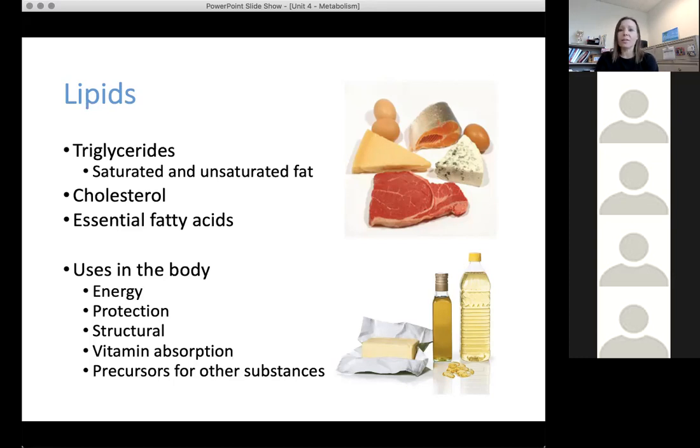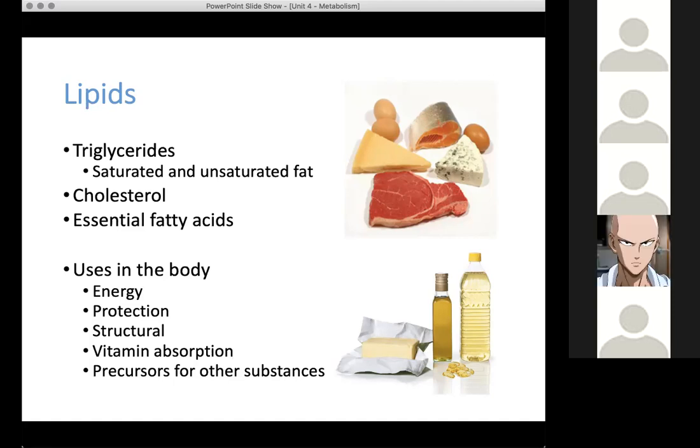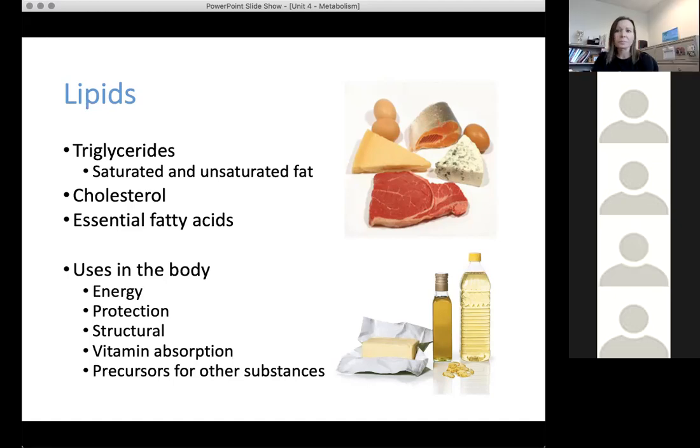And then there are also unsaturated fats. These are like the more healthy fats. These come from seeds, nuts, also olive oil and other vegetable oils. Then there is cholesterol, which comes from egg yolks, also meat, shellfish, and dairy products.